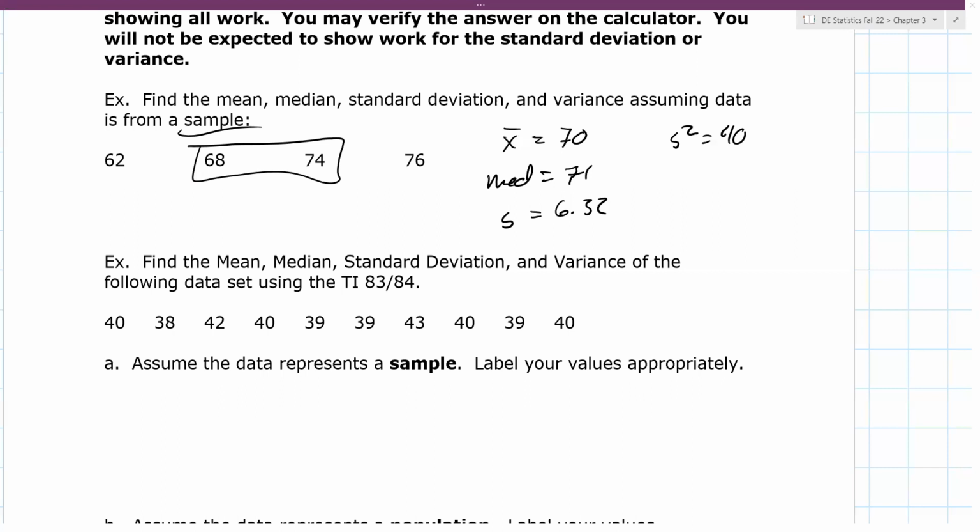So let's go back to our notes. Assume it's a sample, find the mean, the median, the standard deviation. So mean, 40. Median, 40. Standard deviation for a sample was 1.49. Then it also wants the variance. In order to find the variance, you have to square the standard deviation. So 1.49 squared, S squared is 2.22.